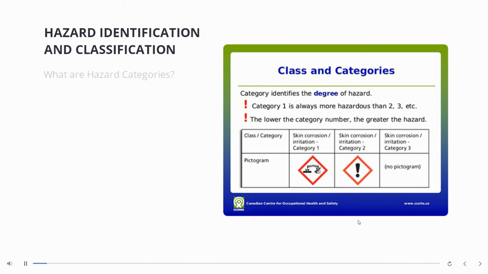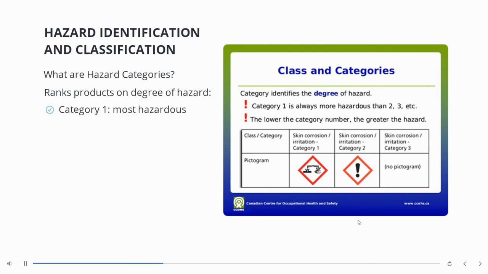The category tells you about how hazardous the product is. Each hazard class contains at least one category. The hazard categories are assigned a number, for example, 1, 2, etc. Categories may also be called types. Category 1 is always the most hazardous within that class. Category 2 within the same hazard class is more hazardous than Category 3, and so on.